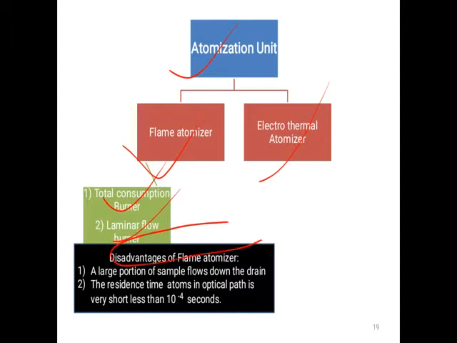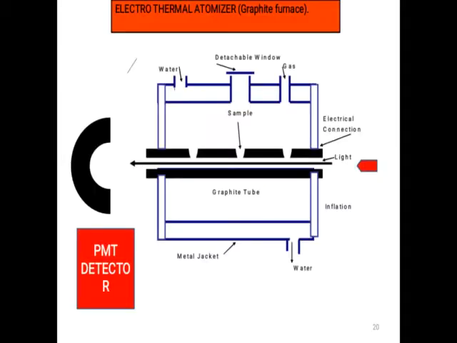So the main disadvantage regarding the flame atomizer is that a large portion of sample flows down the drain, and the residence time in the optical path is very short. It is generally less than 10 raised to minus 4 seconds. So these are the main two disadvantages which are associated with the flame atomizer.